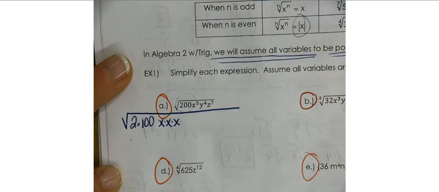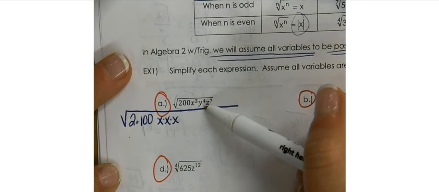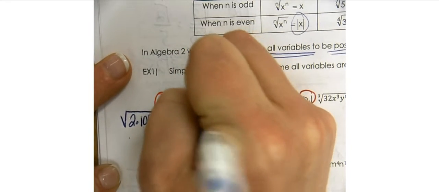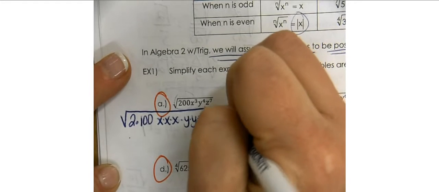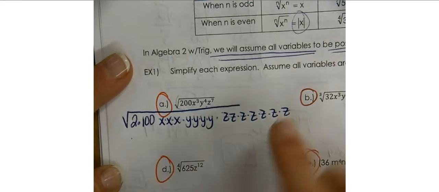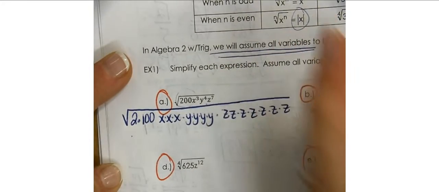Then I have x cubed, and what that means is that I have x times itself 3 times. Then I have y to the 4th, and what that means is y times itself 4 times. Then I have z to the 7th, and what that means is z times itself 7 times. One, two, three, 4, 5, 6, 7. All right. That's a lot to write down, but watch what happens.